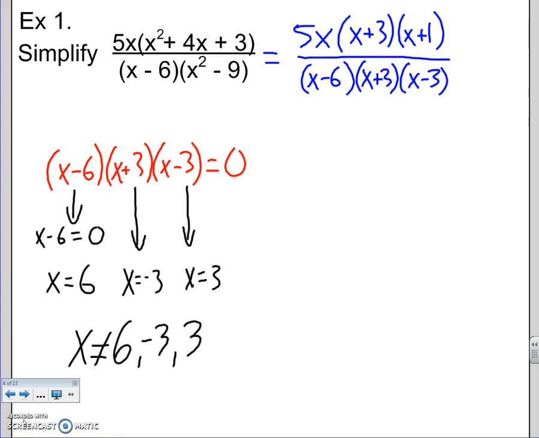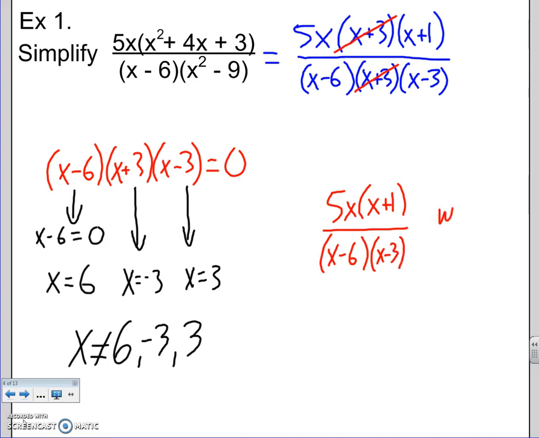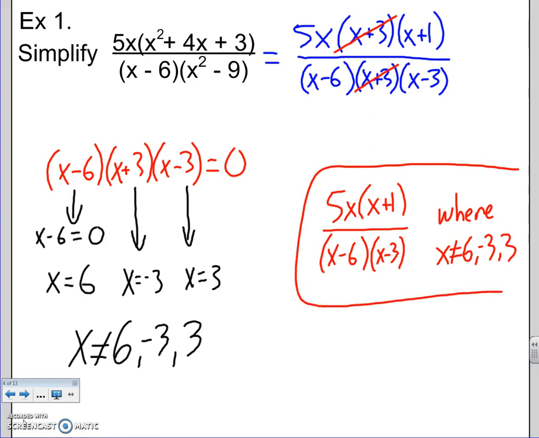All right, now that we found our restrictions, just cross out the common factors, the GCFs, and we're done. So it says x plus 3, x plus 3 are the same. And is there anything else? Nope. So our final answer is 5x, x plus 1 on top, over x minus 6, x minus 3 on bottom, where the restrictions are x cannot equal 6, -3, or 3. That is the answer.